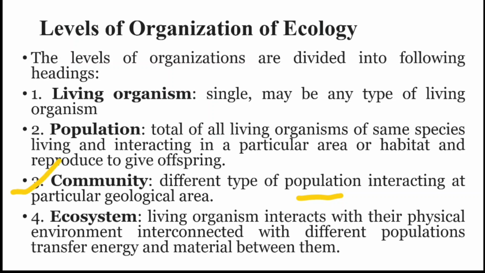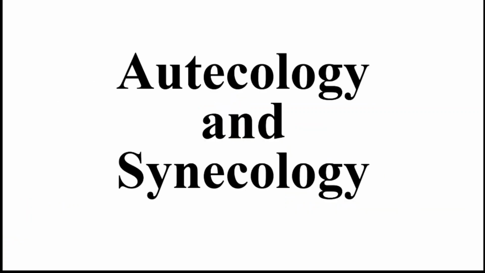Then living organisms interact with their physical environment, interconnected with different populations, and transfer energy and material between them; this is called an ecosystem. So living organisms form a population, many populations form a community, and many communities which are interconnected with each other, transferring energy and material between them, are known as an ecosystem.